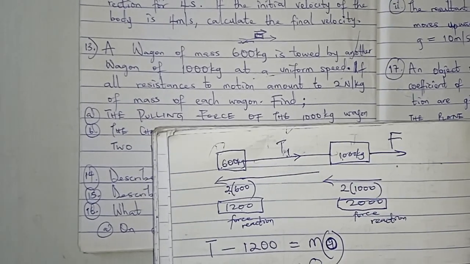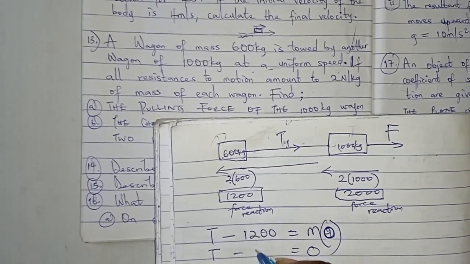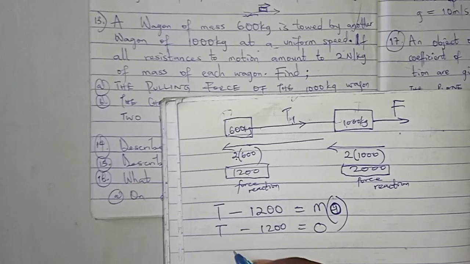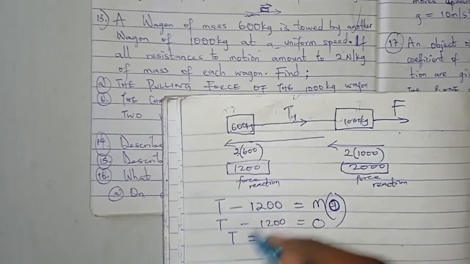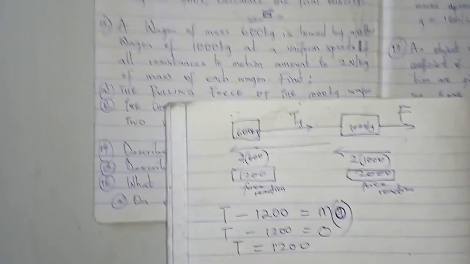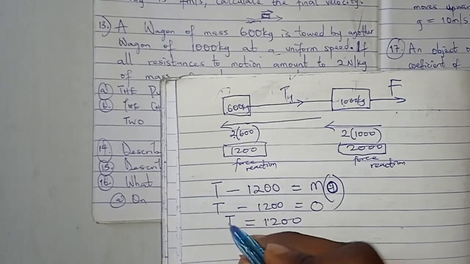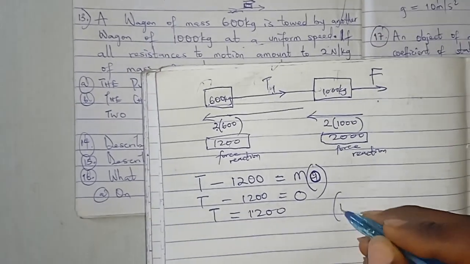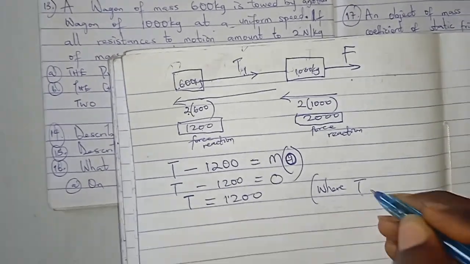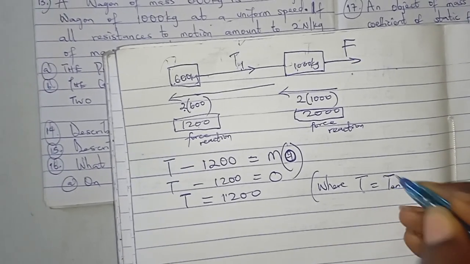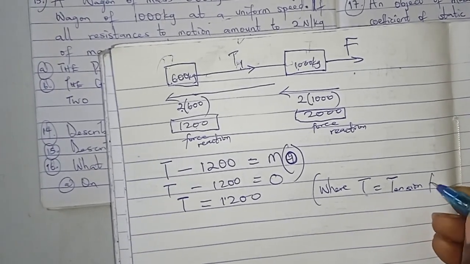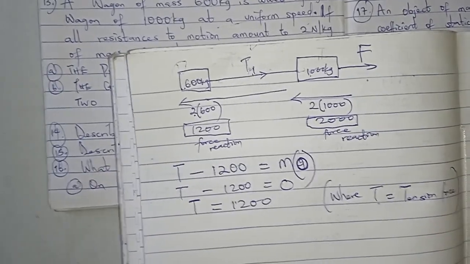So that means that everything here is equal to 0. So T minus 1200 is equal to 0, which means that T is equal to 1200, crossing over. So remember that this T means tension force.